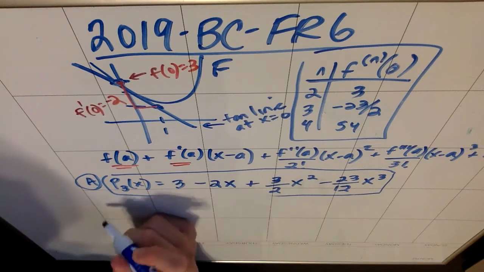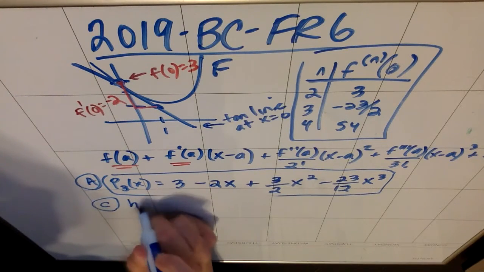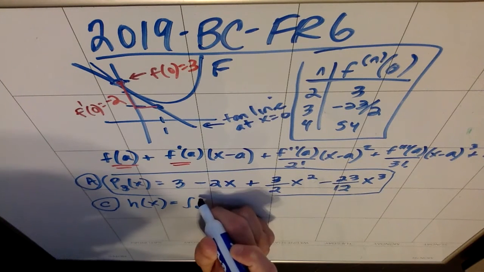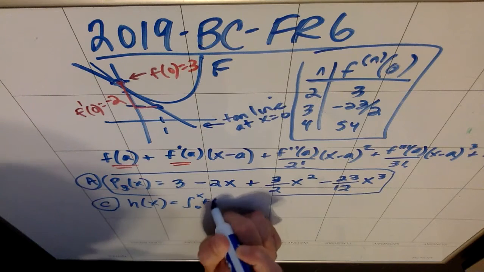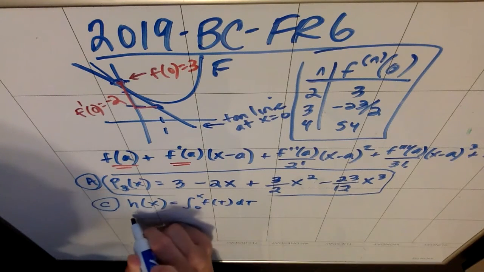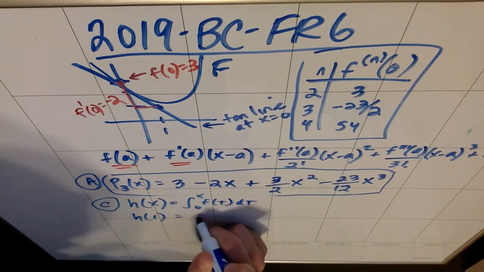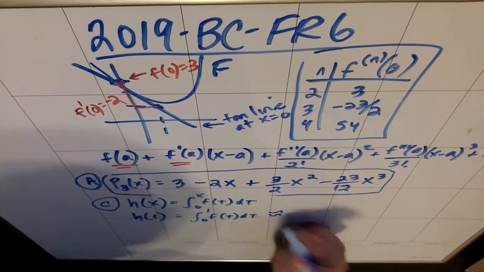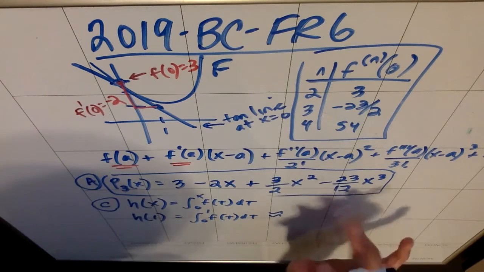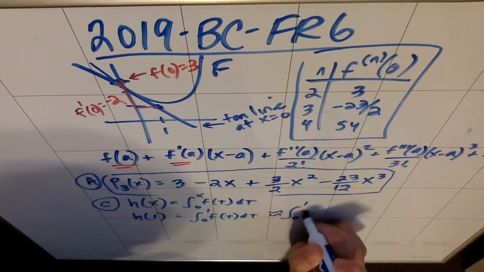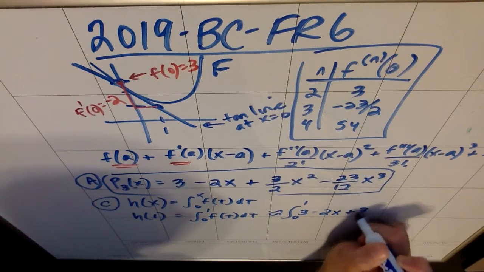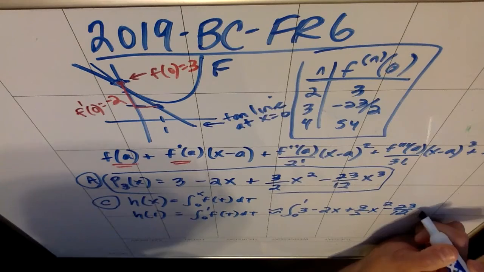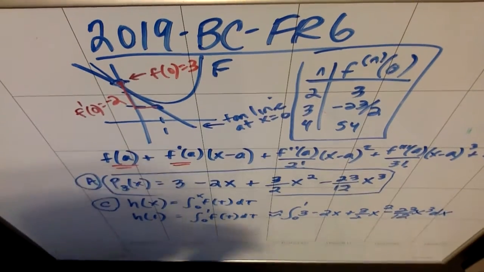So for my part C, I know that h of x is the integral from 0 to x of f of t dt, right? They want me to approximate h of 1. Well, h of 1 should be the integral from 0 to 1 of f of t dt, right? But if I approximate it using the f I found here, that would be the integral from 0 to 1 of 3 minus 2x plus 3 halves x squared minus 23 twelfths x cubed with respect to x, right?